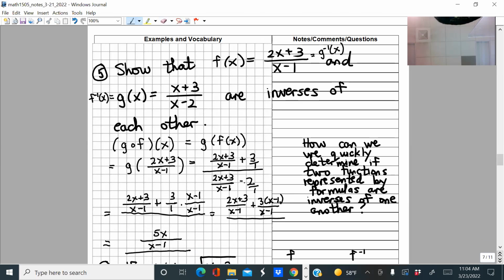Same idea in the bottom. I've got to have a common denominator to add these two fractions together. Obviously, that common denominator is going to be x minus 1 again. So I need to change the 2 over 1 so its denominator is x minus 1. I'll multiply top and bottom by x minus 1. So what do I end up with there? It looks like 2x plus 3, and then minus 2 times x minus 1, and now my denominator is x minus 1, my common denominator. So I can combine those two fractions together. I get something that looks like this: 2x plus 3 minus 2x minus 1 over x minus 1. What does that simplify to?